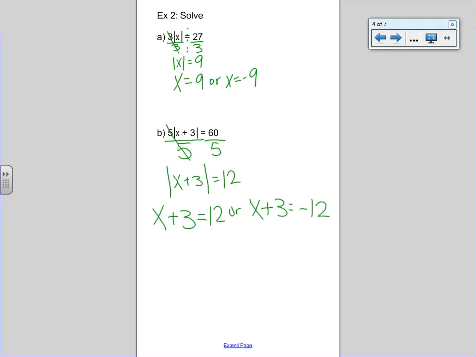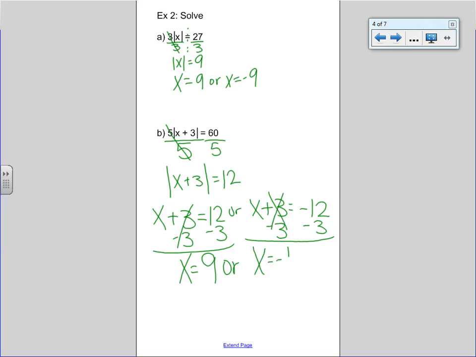So to get x by itself on the first one, I'm going to subtract 3 from one side. What I do to one side, I must do to the other. Those will cancel. I'm left with x equals 9. Or on the other one, to get x by itself, I have to subtract 3 from both sides. So my 3's will cancel, and I'm left with x equals negative 15. Okay, so both of those answers have to be listed for our solution set.